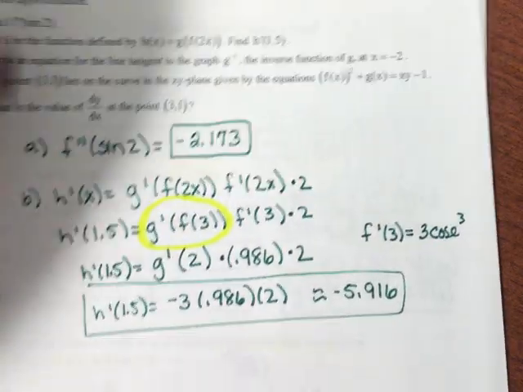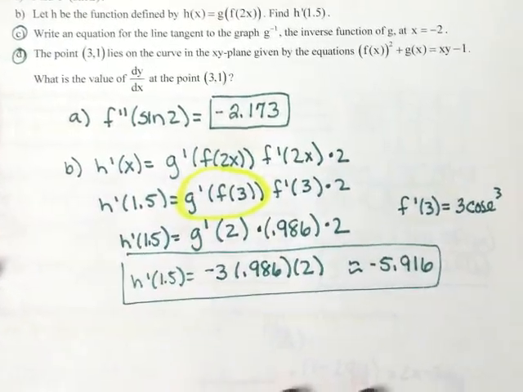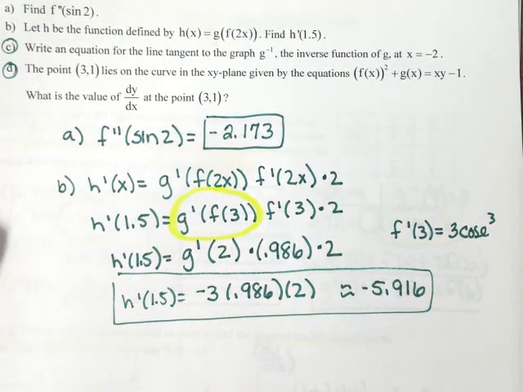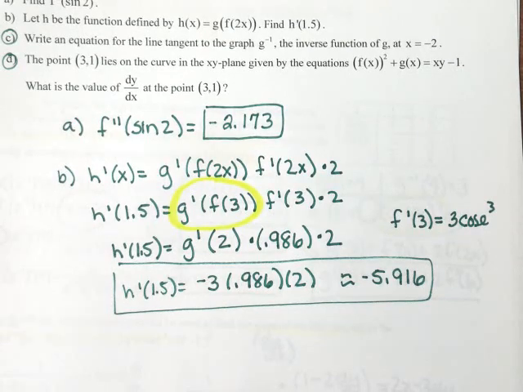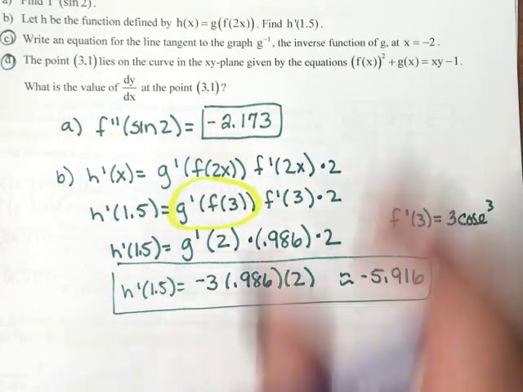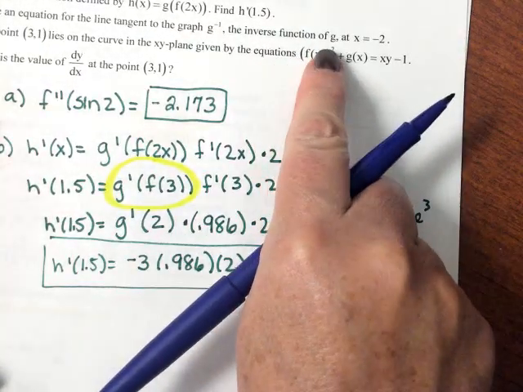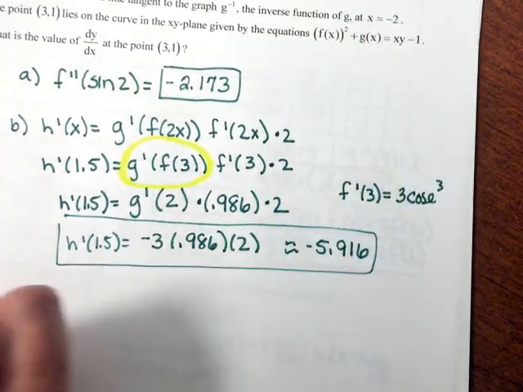Okay. We did the first two parts of the FRQ in class together. So now let's take a look at part C. They want me to write the equation for a line tangent to the graph of g inverse, your inverse function, at x equals negative 2. So again, when we take a look at this particular problem, they want us to write the equation for the tangent line to the inverse function of g at x equals negative 2.